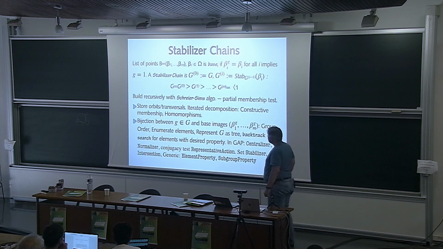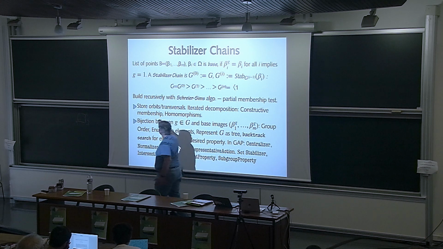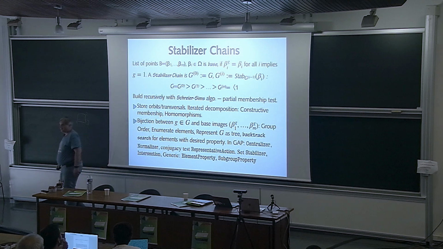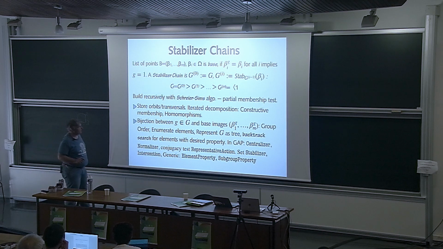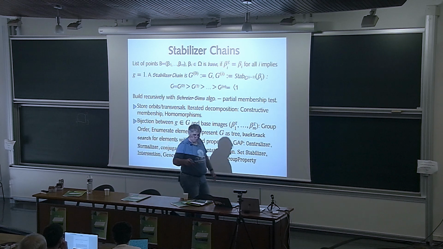That means that I can describe every element by its unique base image. Because if two elements have the same base image, their quotient will map every base point to itself, and therefore by this condition will be the identity. So that condition is exactly equivalent to saying that knowing the images of all base points describes a group element uniquely. And associated to this base, I can think about a chain of stabilizers which get smaller and smaller.